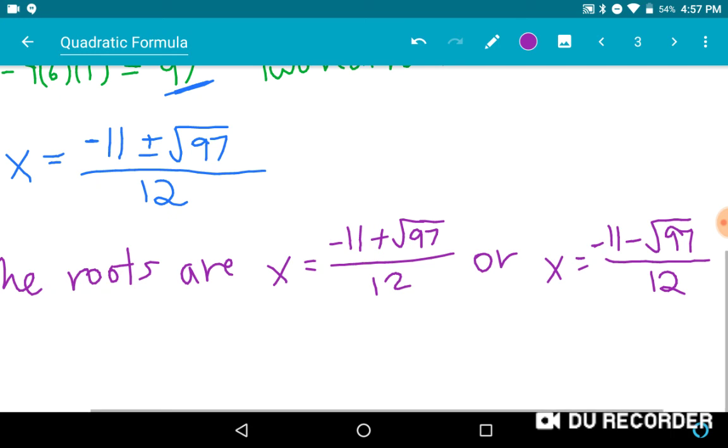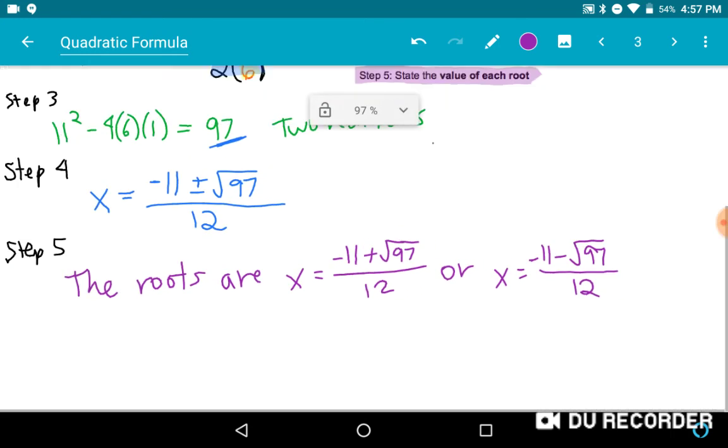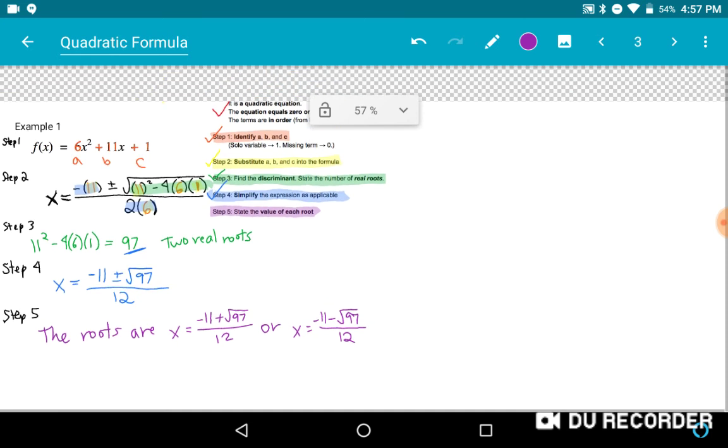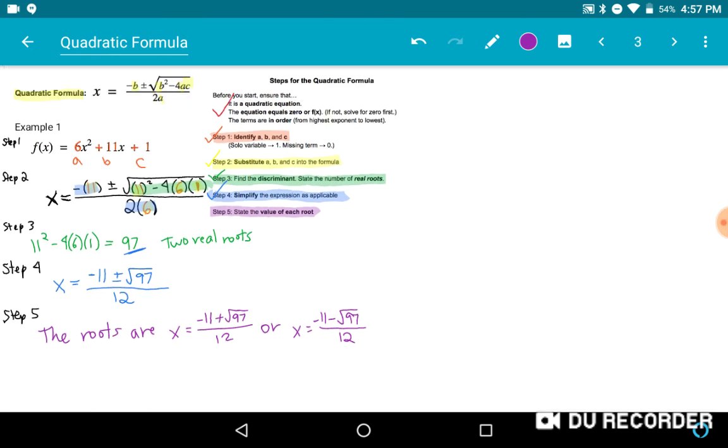So when we look at the overall problem, remember that we had 5 different steps, but really it's all down to that step 2. Substitute A, B, and C into the formula, simplify it, and then you get your final solutions. So there we are. Congrats.